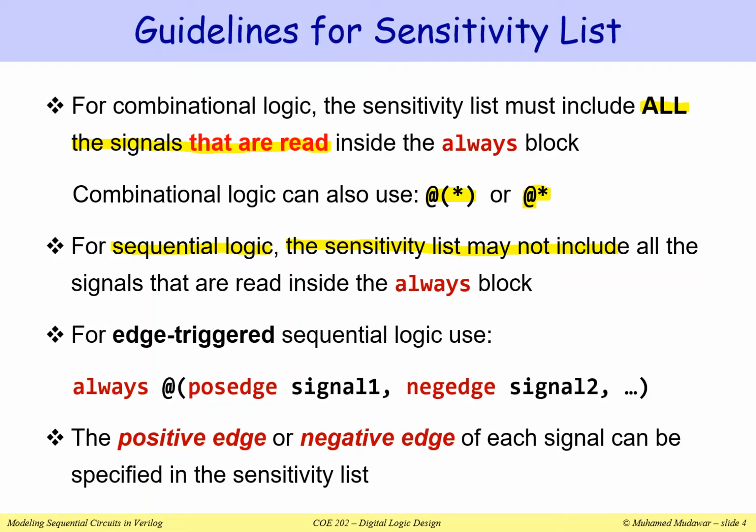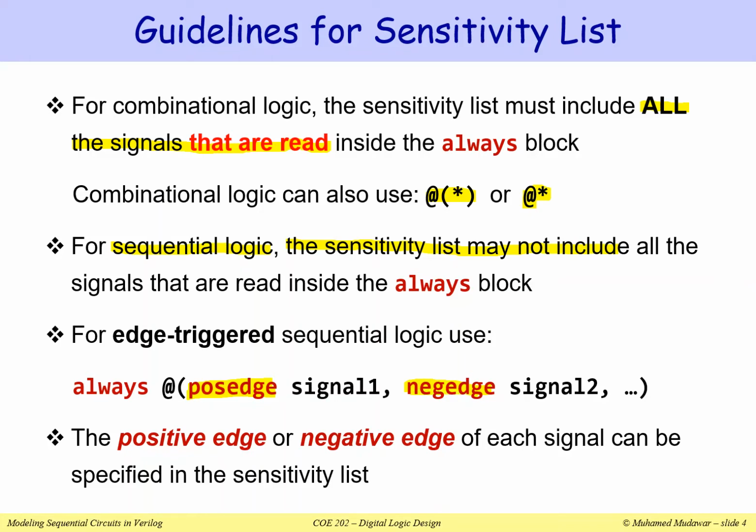Now, in the case of edge-triggered flip-flops and sequential logic, we can use the keywords posedge and negedge, positive edge and negative edge. The positive edge of a signal is when the signal changes from 0 to 1. Only at the positive edge of the signal do you trigger the execution of the always statement. When you use this keyword, the always statement should be executed only at the positive edge of the signal. For example, you can use a clock.